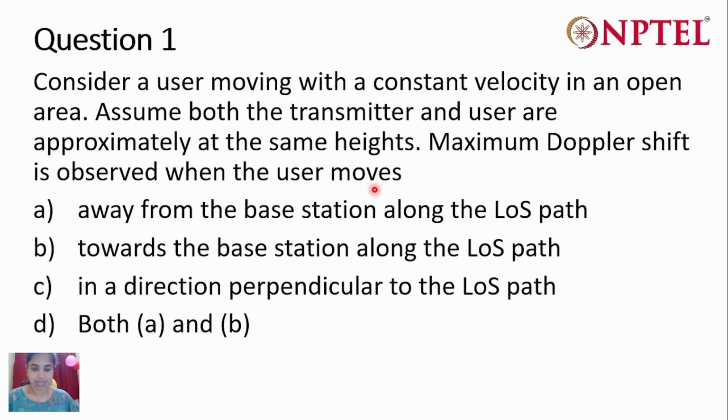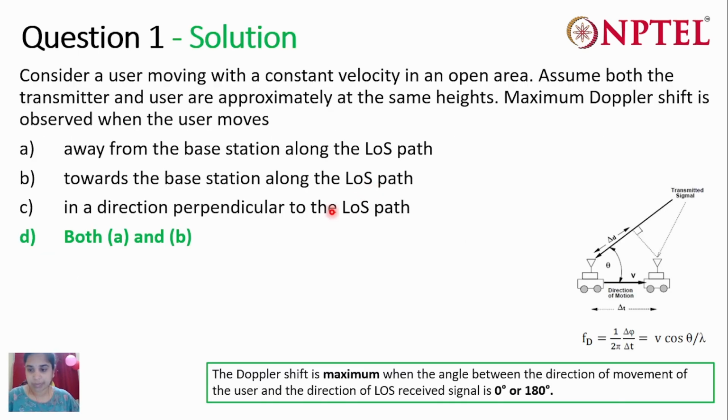Both. Yes, both. So as we all know, the component that will be involved is cos theta. So it becomes maximum only when theta is 0 or 180 degrees, that is, when the user is directly moving away from the base station along the line of sight path or towards the base station along the line of sight path.